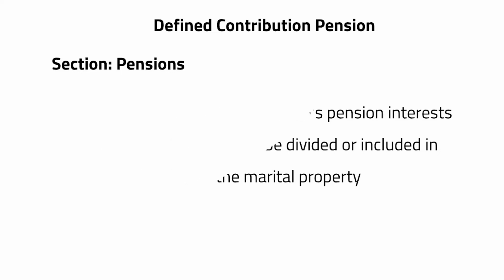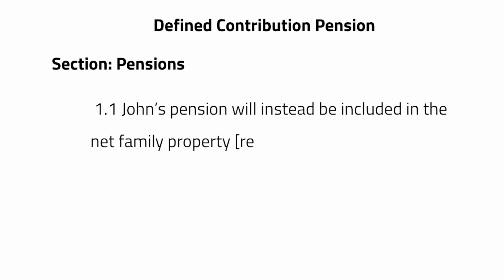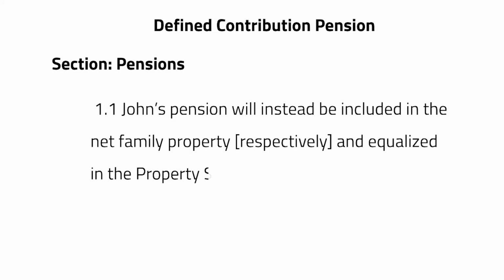Finally, maybe you're going to include the value in the equalization, but you aren't necessarily going to split the pension. You might trade around other assets instead. So that clause would probably read something like, John's pension will instead be included in his net family property and equalized in the property section.